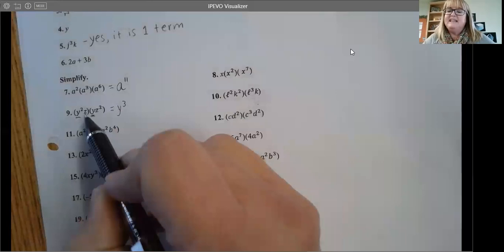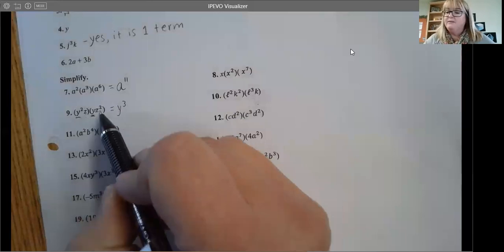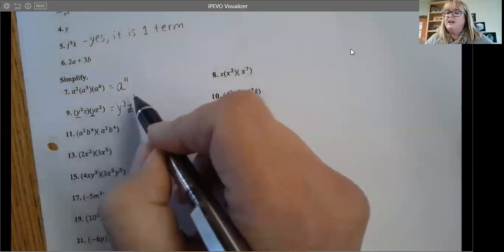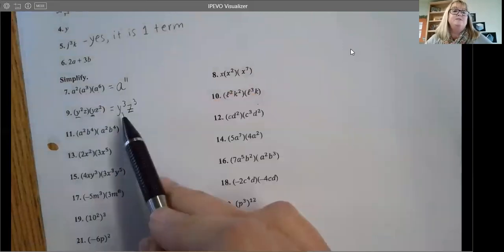And then we've got z by itself. Again, z by itself is to the first power times z squared. And so z to the first power times z squared is also z to the third power. So that equals y cubed, z cubed.